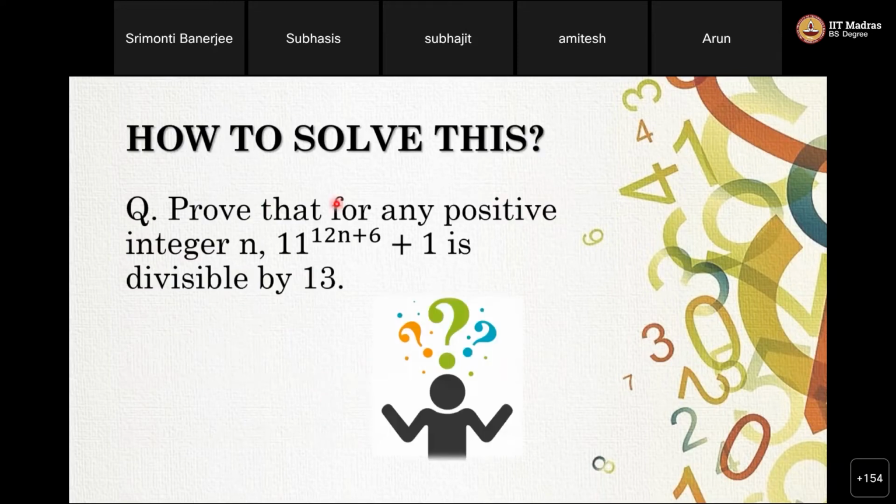Now moving on, let's take a look at this question: prove that for any positive integer n, 11 power 12n plus 6 plus 1 is divisible by 13. Now for solving these, we do need some theorems, which I'm going to discuss very briefly.